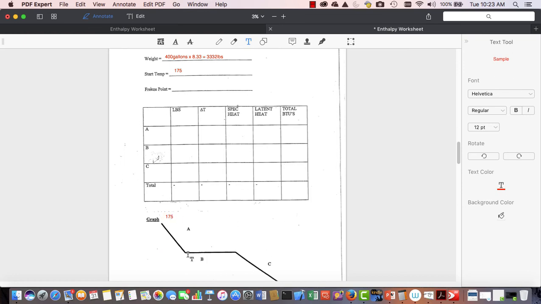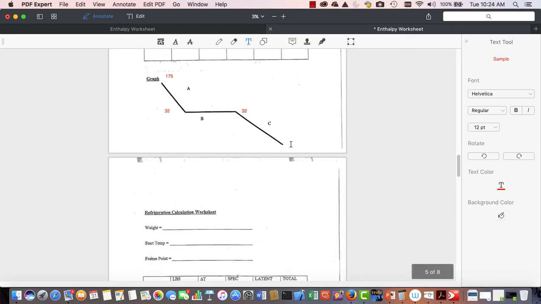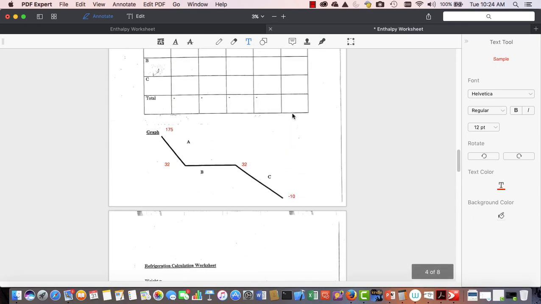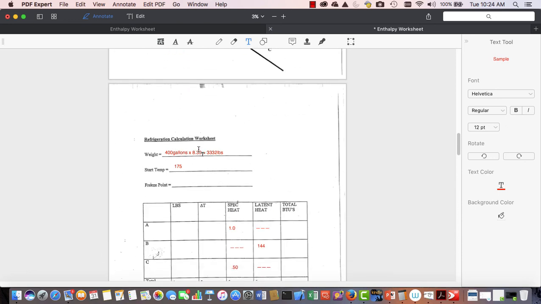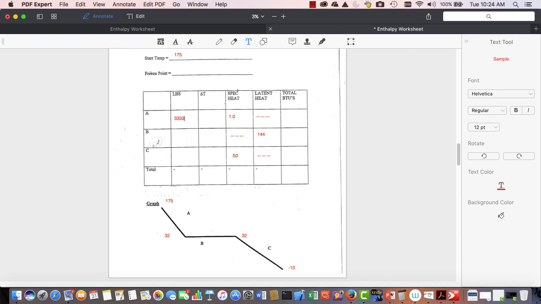Let's go ahead and put my temperatures in. 175, we know water freezes at 32, so we have 32, and then down here we go to negative 10. My latent heat, I might as well fill in while I have it in my mind, as 144. My specific heat above freezing is 1.0. My specific heat below freezing is 0.5. In the change of state process I don't have any specific heat, and without a change of state I don't have latent heat that I'm pushing off. It's all sensible heat. So we'll fill those in. The weight is the same in every row, 3332.